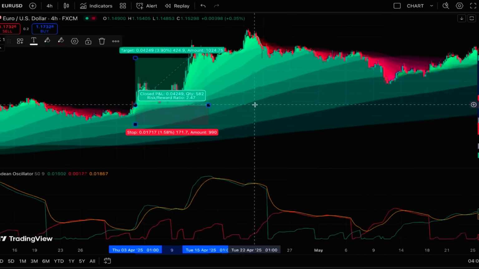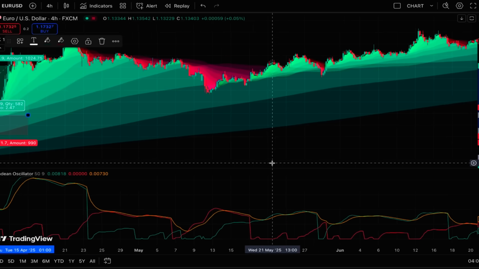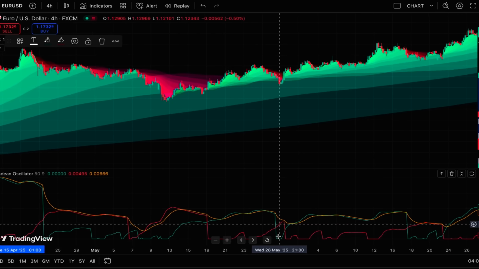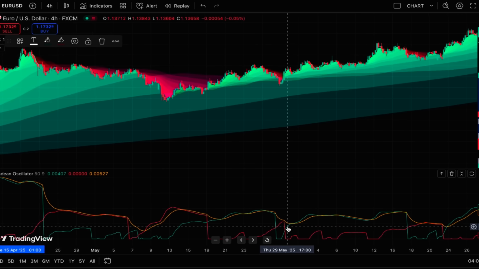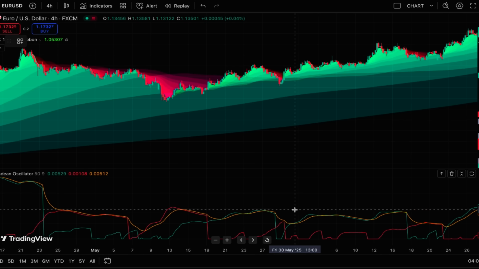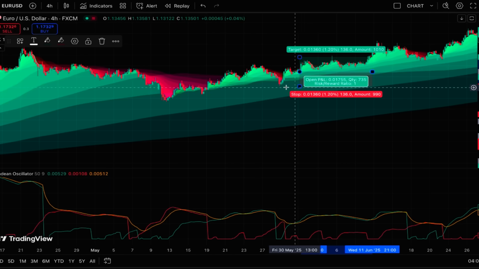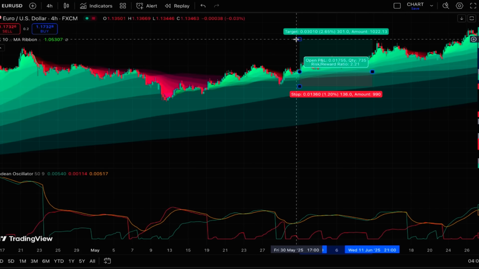To show you one more example, here you can see that we don't have any confirmed setup up to this point where the green line crossed above the red line and after that it crossed above the orange line. So we have another confirmed buy signal here at this point. So in practice we could enter a long position here when the new candle was opened. The stop loss below the previous swing low, below the pullback, and profit target at 1.5 risk to reward ratio.